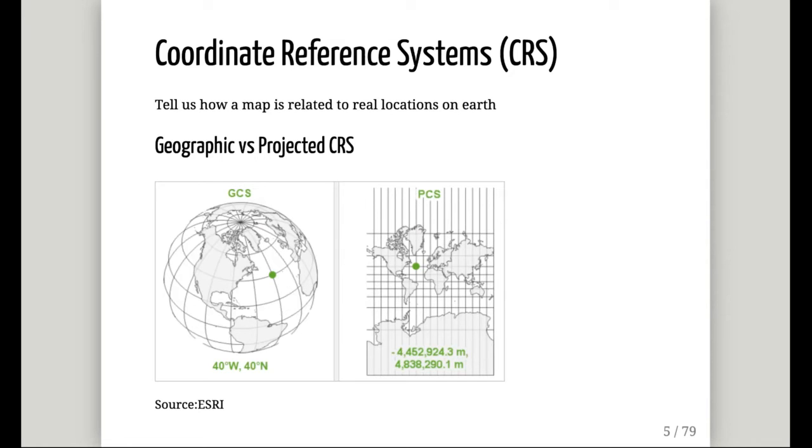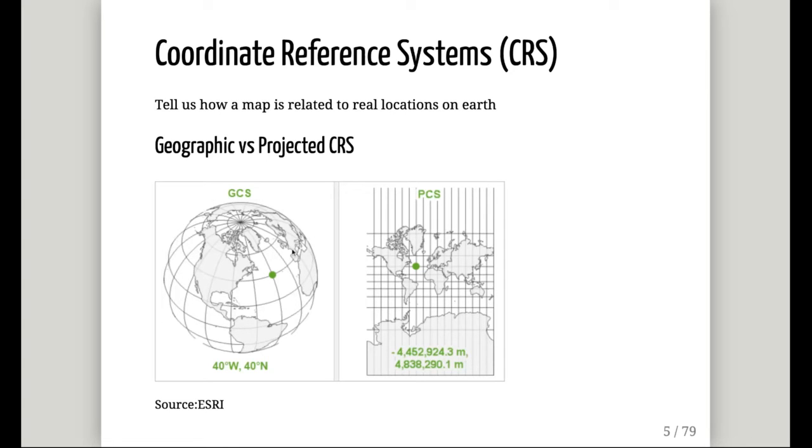One concept to get really familiar with when you're working with spatial data is coordinate reference systems, or CRS. CRS, the short form we will use a lot. CRS tells us how a map is related to real locations on Earth. For example, maybe you have a map where the location is marked by numbers 130, 12. These numbers by themselves are not meaningful if we don't know where the origin is and what the units are. And that is what a CRS tells us.